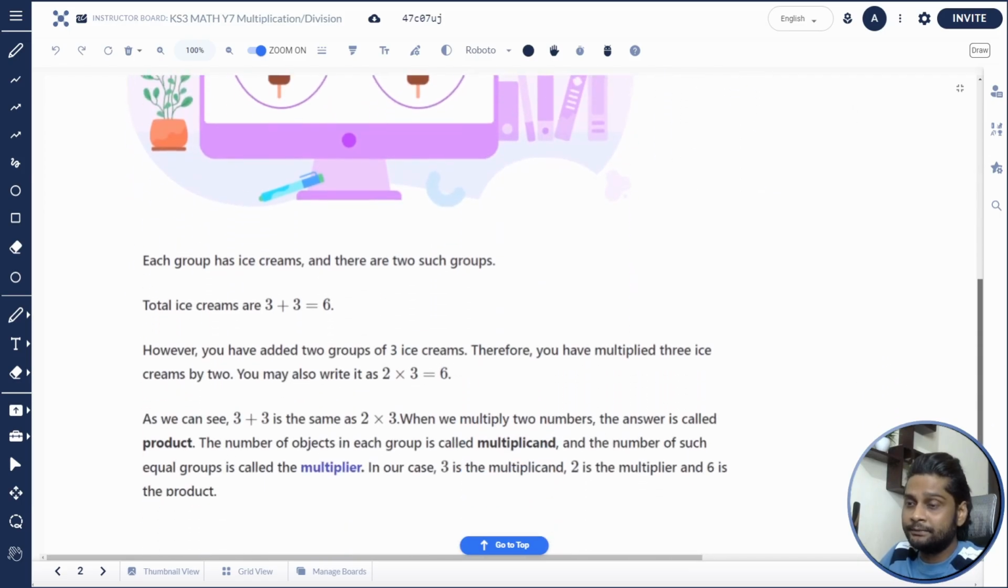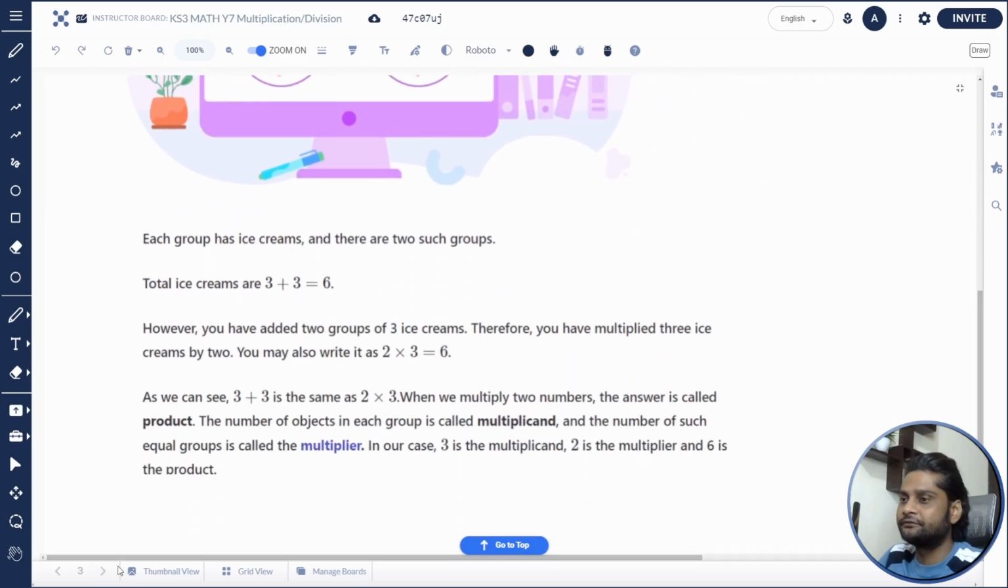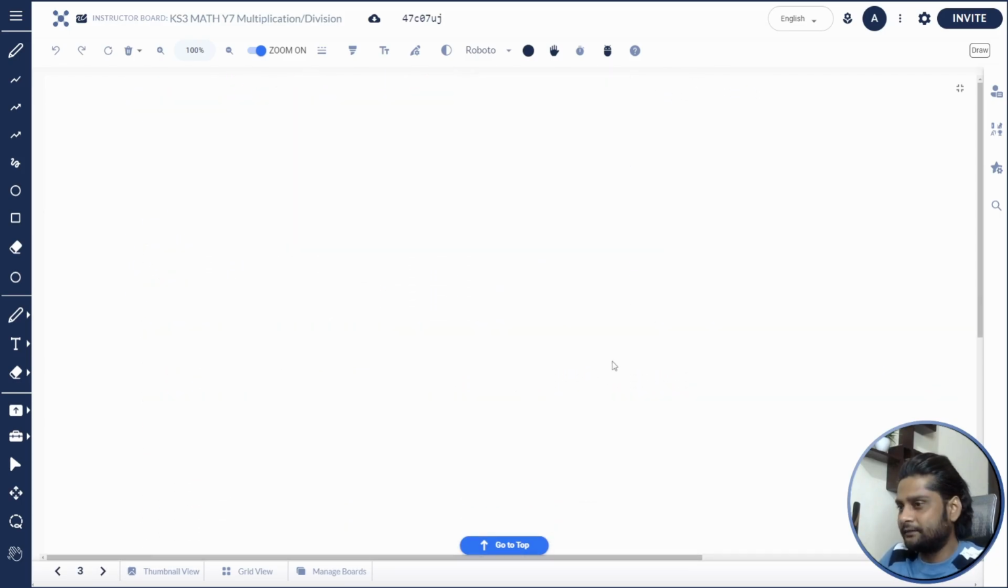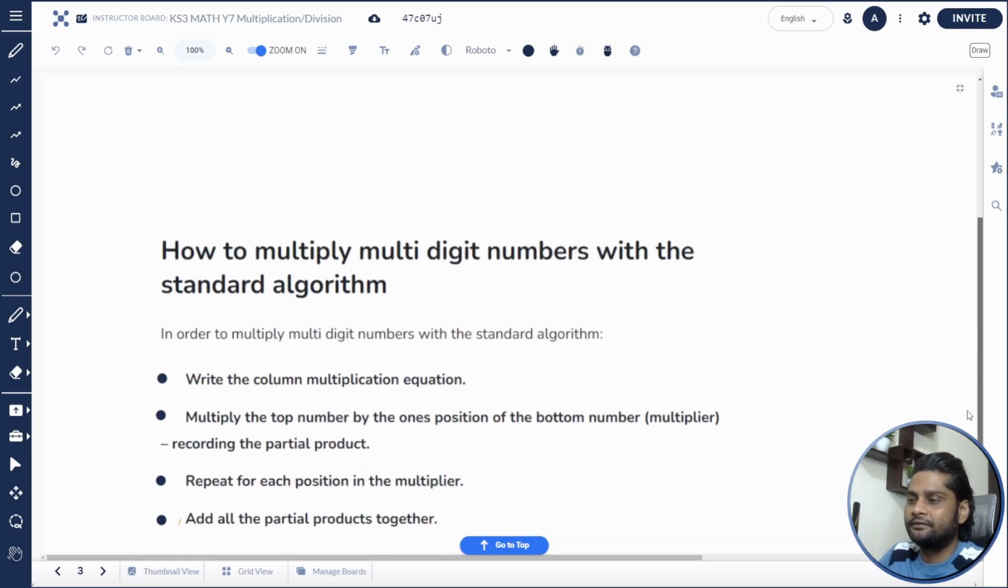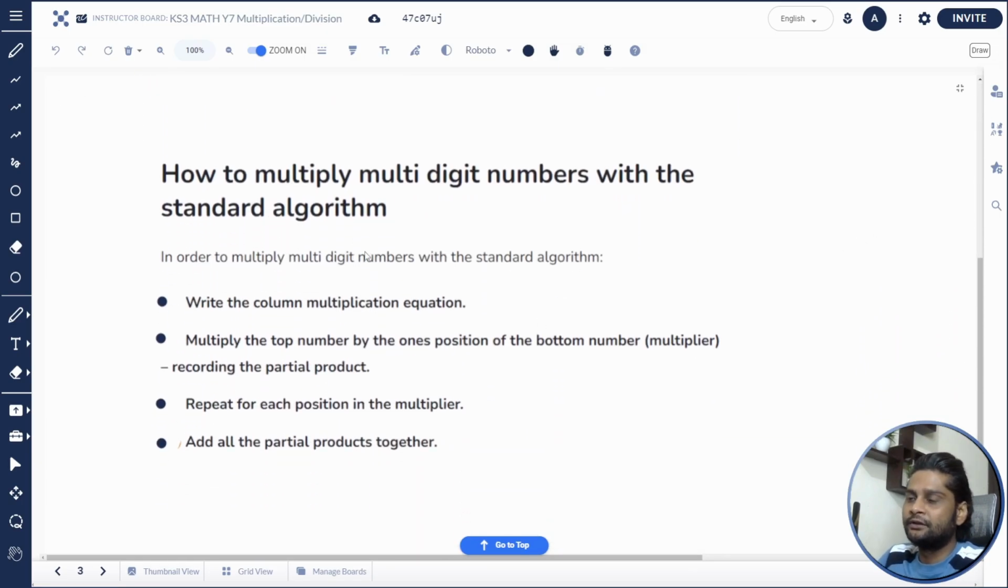We'll begin with multi-digit multiplication first, and we'll discuss the strategies. Basically, with the standard algorithm we need to write the numbers as a column, and we prefer writing the bigger number on the top and the smaller number at the bottom, though it doesn't matter, but it remains convenient, so we do that. And then we perform multiplication.